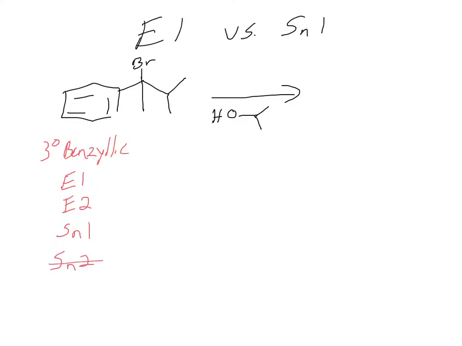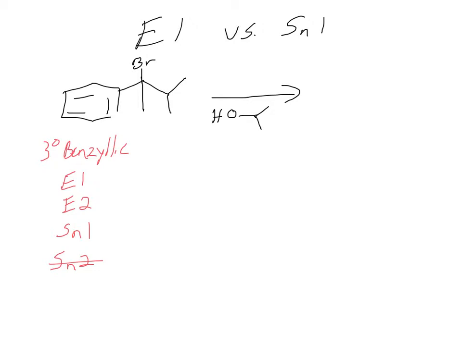Literally, to start these, one of the things you could do is write E1, E2, SN1, SN2, and as you eliminate one, just cross it off. Tertiary can never be SN2, so we'll cross that off. So we're still stuck here with these other three.